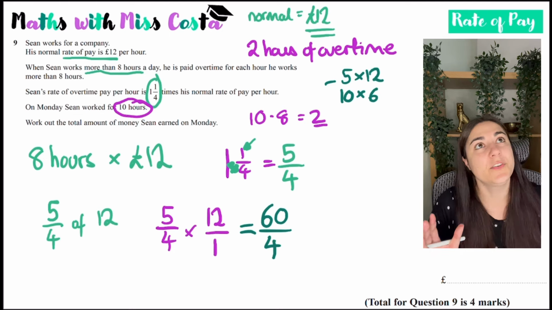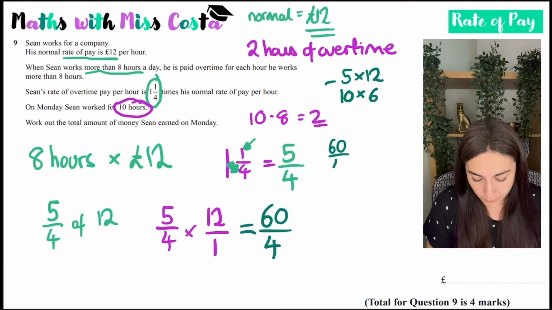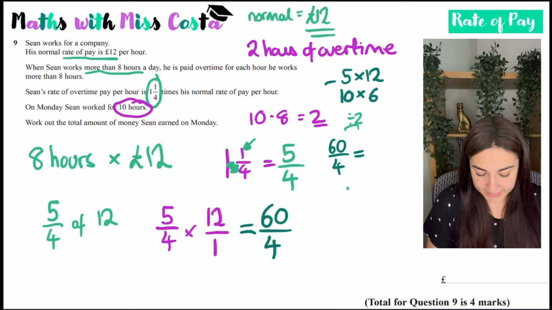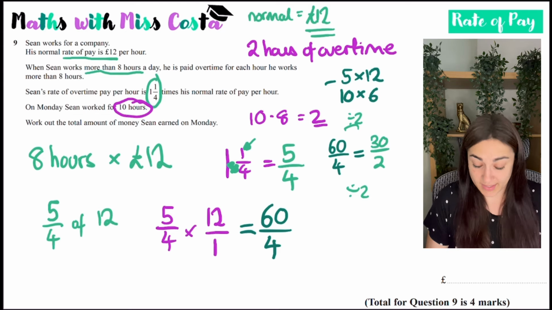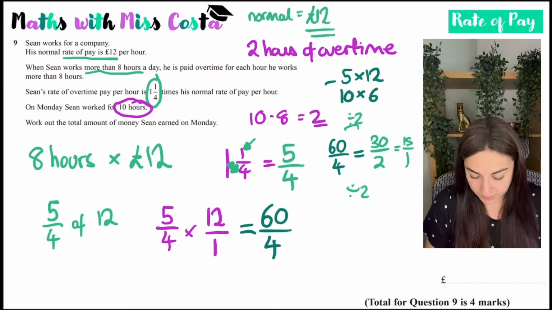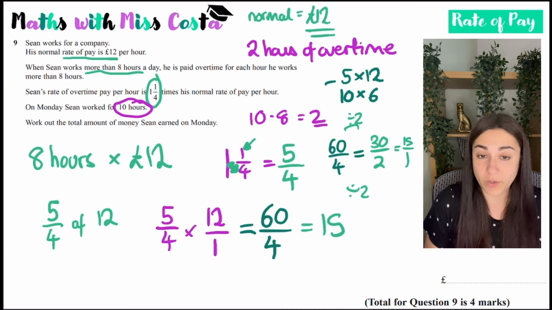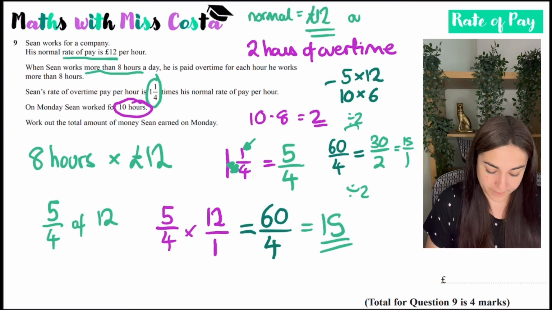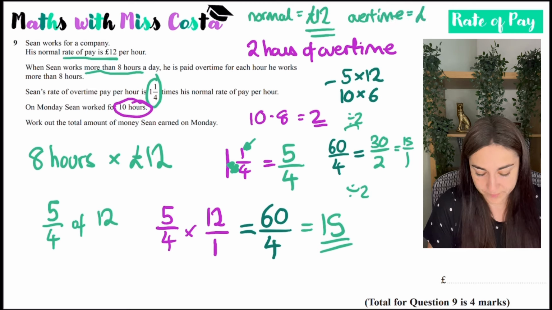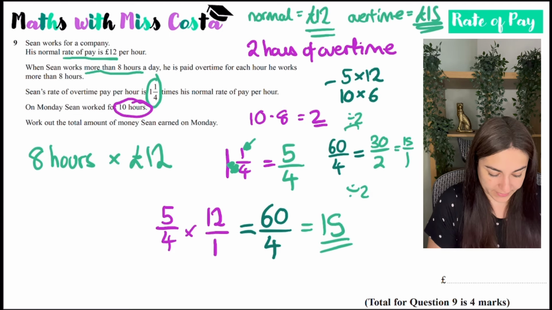So you could do the bus stop method, or with fractions, we can just simplify them if we feel confident doing that. So if I divide everything by 2, I'd be left with 30 divided by 2. And then I could divide by 2 again, which would be 15/1. So 60 divided by 4 is 15. Or you could have done the bus stop method, whichever way works best for you. So I know that his overtime pay is £15. And he's worked 2 hours of overtime.